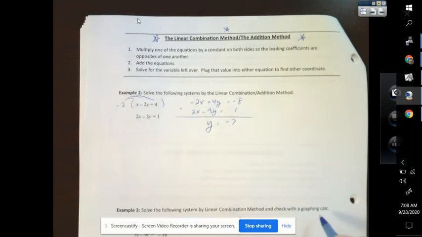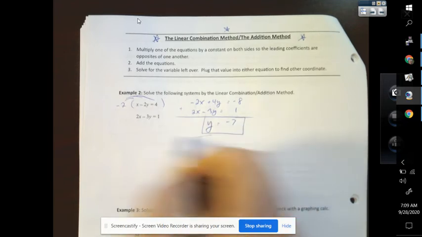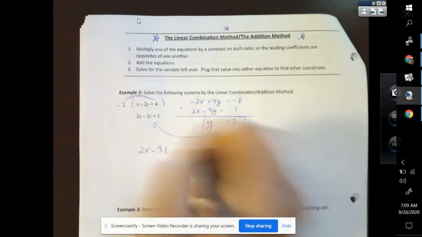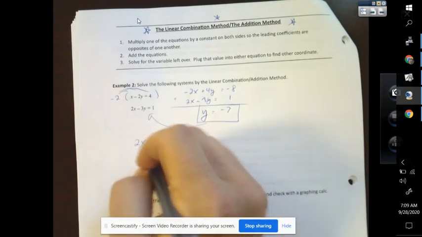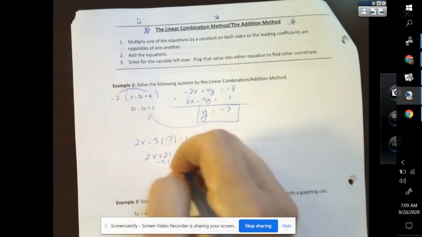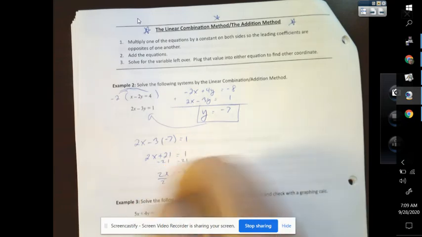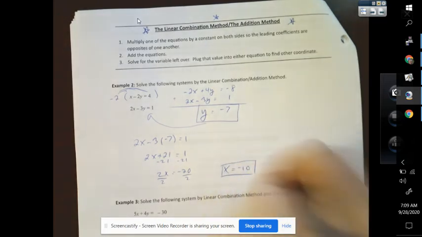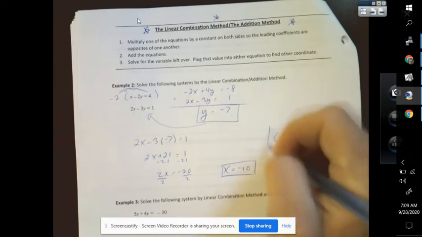Okay, cool. You pick which one you'd like to plug this back into. I'm going to just go with the bottom equation. 2x minus 3, my y is negative 7. I'm just solving it now. 2x plus 21 equals 1. Subtract 21 over. Divide by 2. x equals negative 10. So my final answer is negative 10, comma, negative 7.